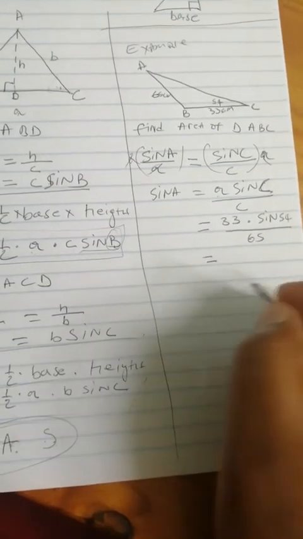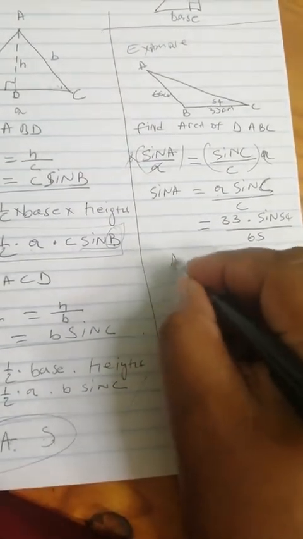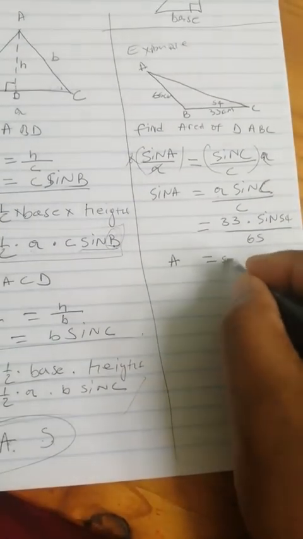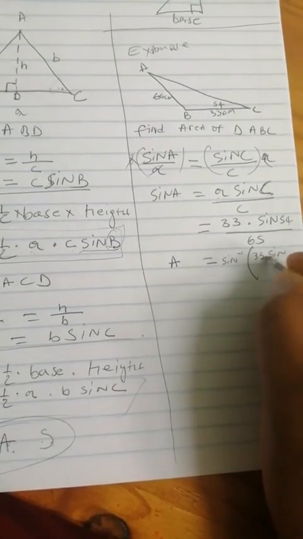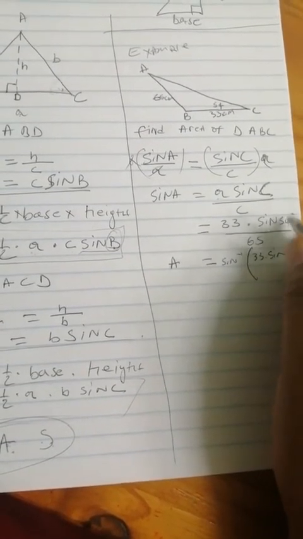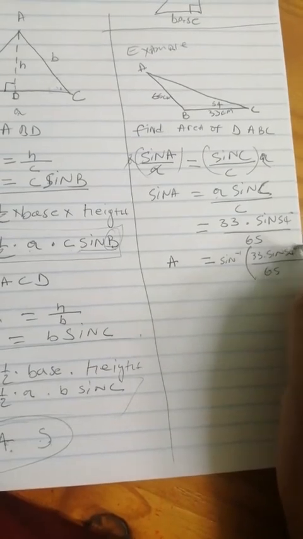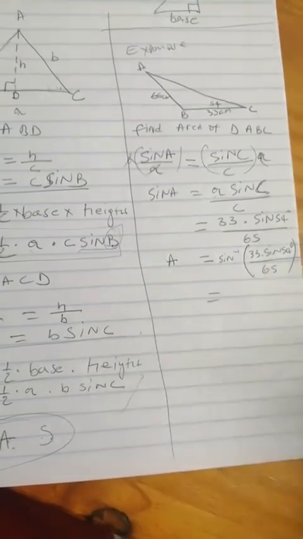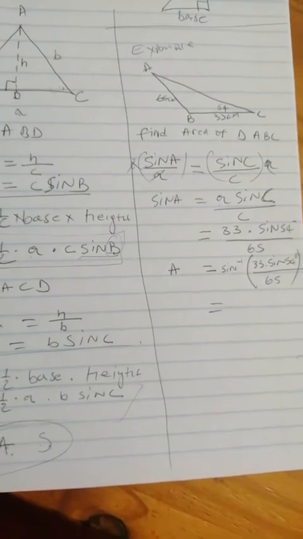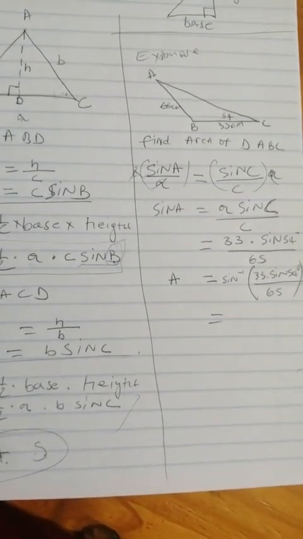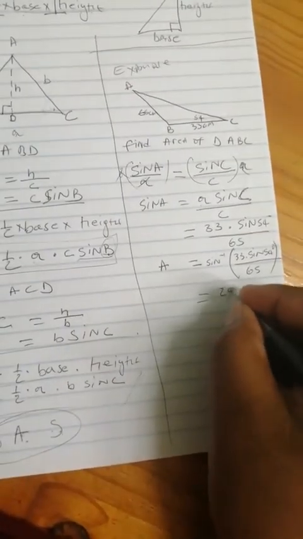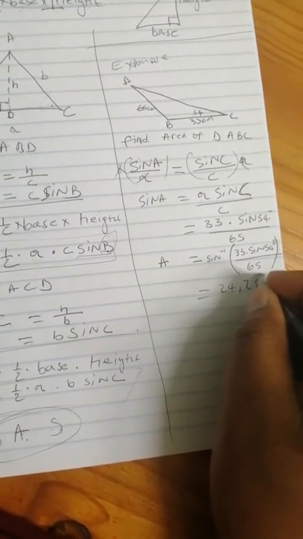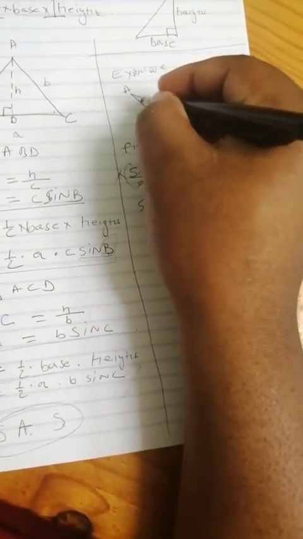Now A will be equal to arc sine of 33 sine 54 degrees over 65. You can just punch this on the calculator and you will realize that you have 24.25 degrees. That is your A. Now you've got this angle, but this is not the angle that you are looking for.